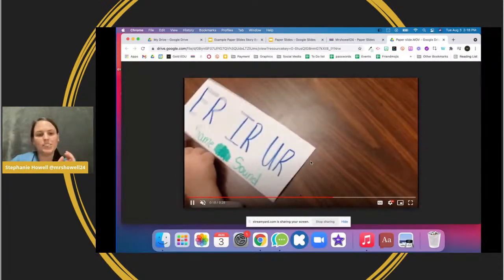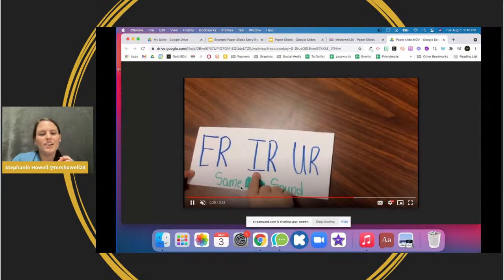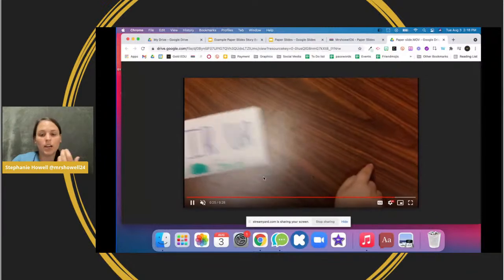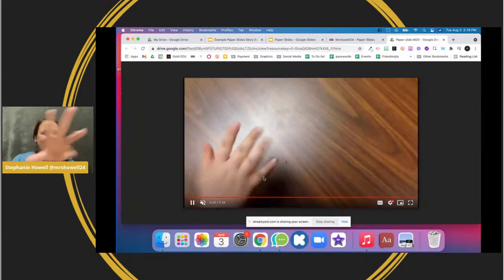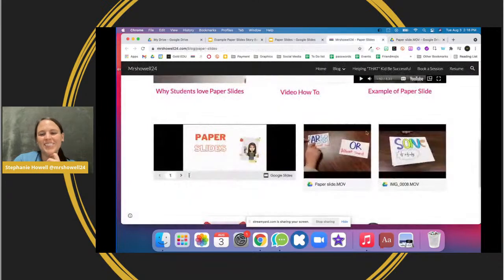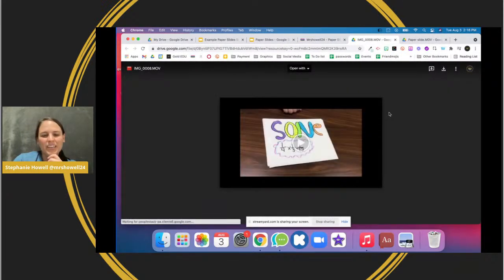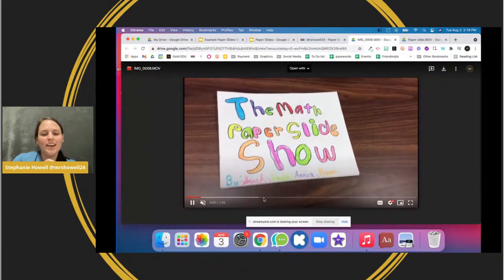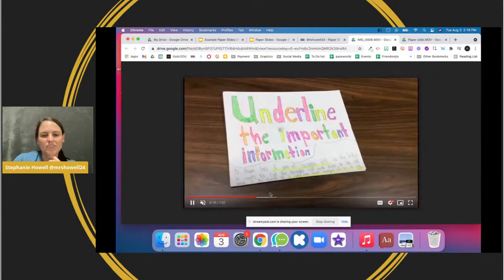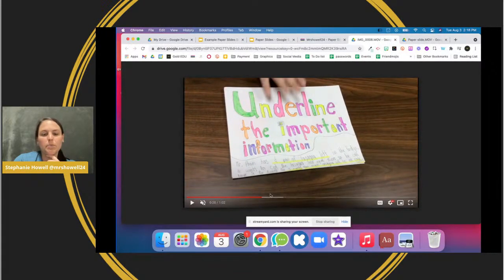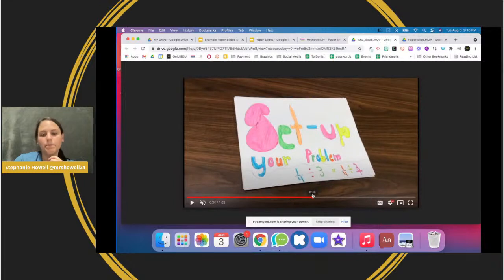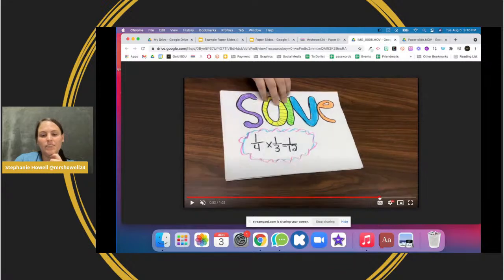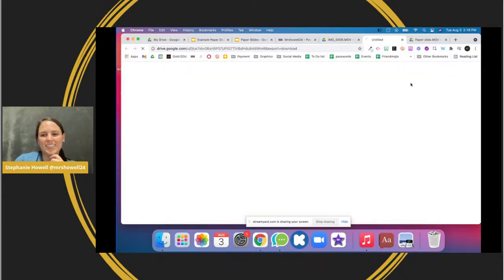So again, you can see their transitions. You can see them going over. They worked together to create the slides. Students talked over the slides. You get to see their little hands in the slides. So again, it's just a lot of fun where you're kind of able to see just some examples. Here's another math example, the math paper slideshow. And then the students just get really, really creative. So here, like underline the important information, set up your problem, keep, change, flip, and all that kind of stuff. So again, fun ideas, fun in the classroom.